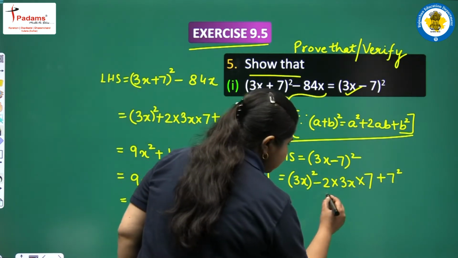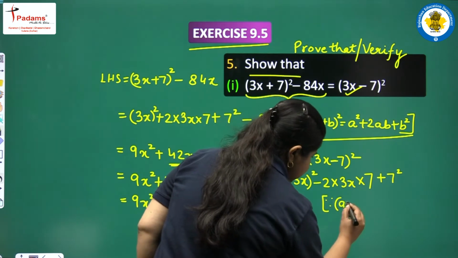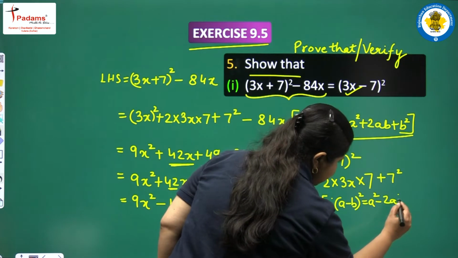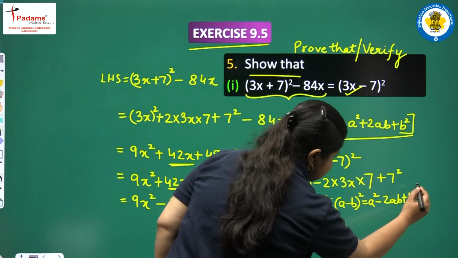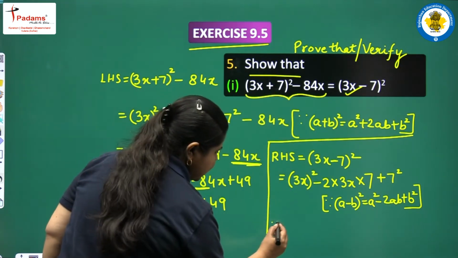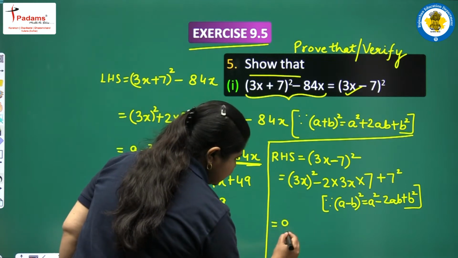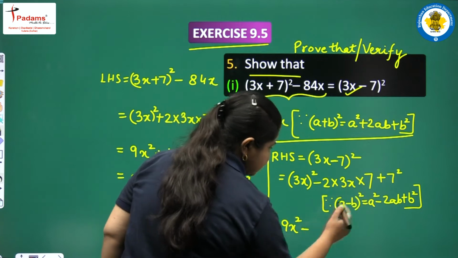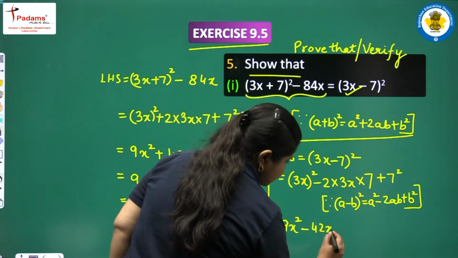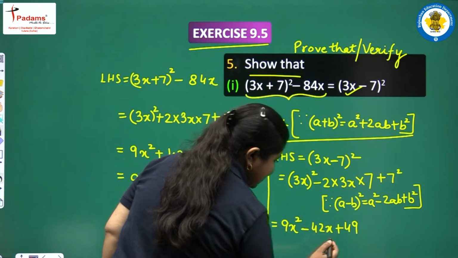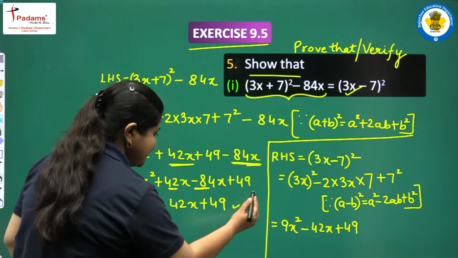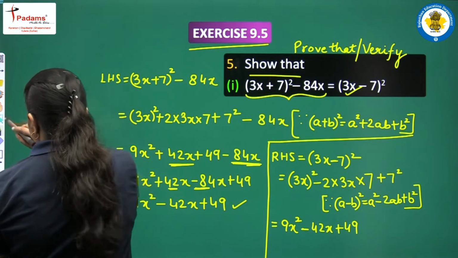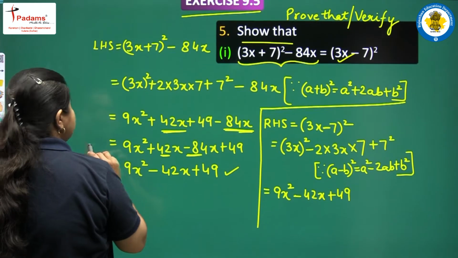You can mention it here: since a minus b whole square is equal to a square minus 2ab plus b square, using this identity. Now simplify. This will become 9x square. Here you will have minus 2 3s are 6, 7s are 42x, plus here you will have 49, and this is the same expression as this one, the LHS part. And so what we see here, LHS and RHS both have come out to be equal.